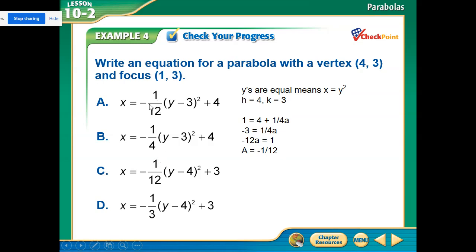So we're looking at -1/12 for a. And then we have a focus, so it's got to be y minus 3, plus 4. Make sure that you keep those in the right order. K, remember, goes with the y, and h goes with the x.